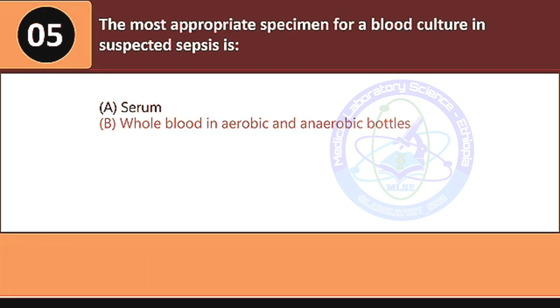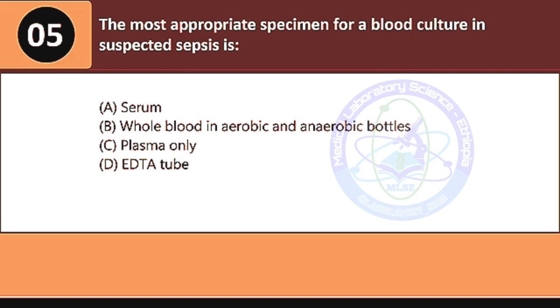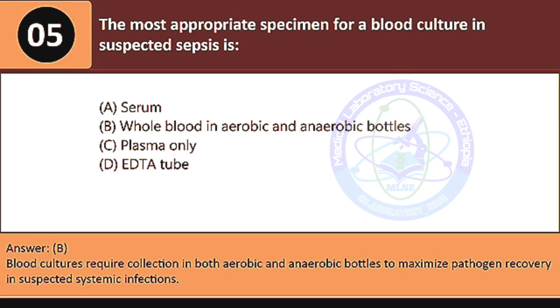The most appropriate specimen for a blood culture in suspected sepsis is A. Serum. B. Whole blood in aerobic and anaerobic bottles. C. Plasma only. D. EDTA tube. Answer B. Blood cultures require collection in both aerobic and anaerobic bottles to maximize pathogen recovery in suspected systemic infections.